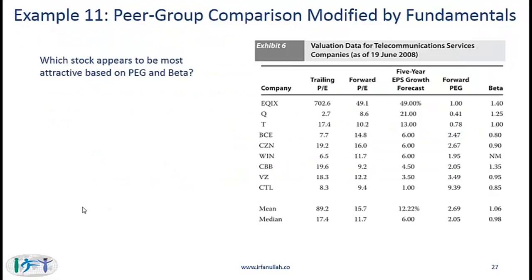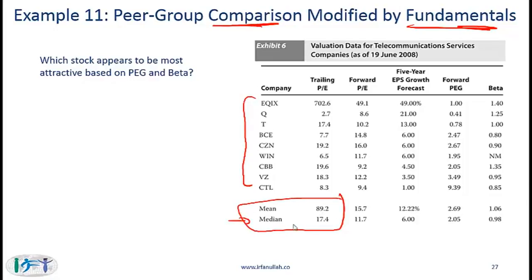All right. Now we are going to combine our discussion of PE using comparison and also look at fundamentals. So if we go back to our telecom industry where we earlier looked at Verizon, let's see what's going on here. You are given the same set of industries, you are given the mean and median, and we've established that it makes more sense to use the median number.